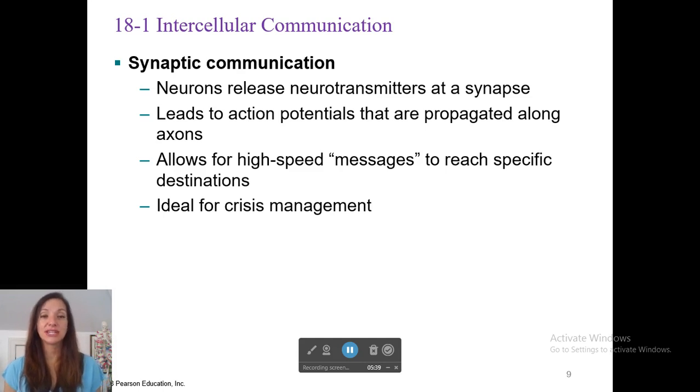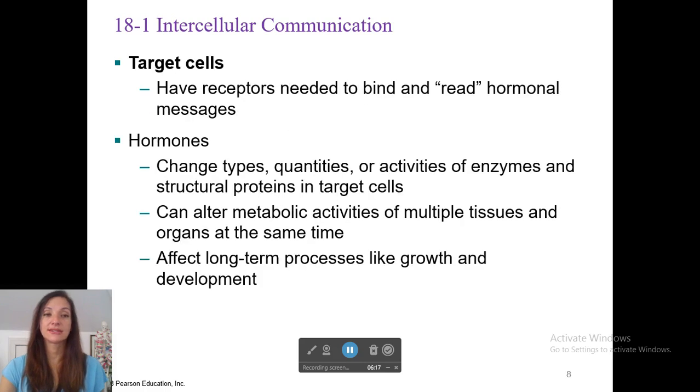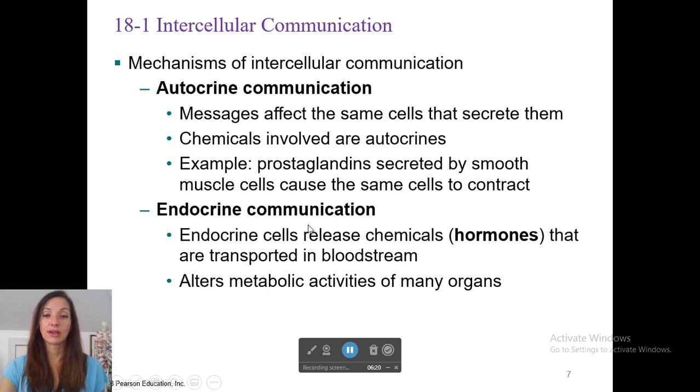So that leads to action potentials, which you remember are when the ions begin to move into or out of the neuron, and that's propagated along the axons. So it allows for these messages to travel throughout a cell, a neuron, and is very important for control of the body. So just to go back just a second, these were all the intercellular communication methods. And again, the one that we're most going to be looking at within this chapter is back here in the endocrine communication.